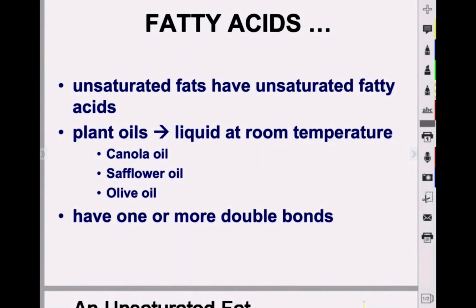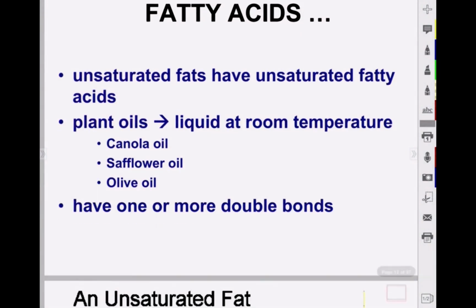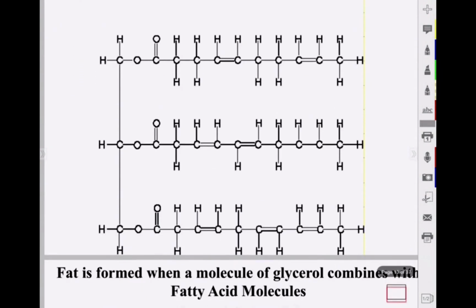Plant oils are a little bit different, and it's often construed as better for you. If you look at canola oil, safflower oil, olive oil, not all plant oils, of course, are liquid at room temperature. There are some that tend to be a little bit more solid, but they tend, by and large, to be unsaturated as far as their fatty acids go. So the hint is to look for double bonds. I mean, that's a dead giveaway.